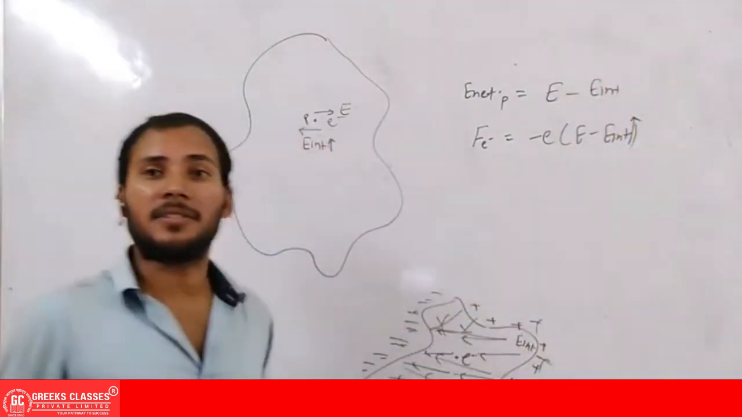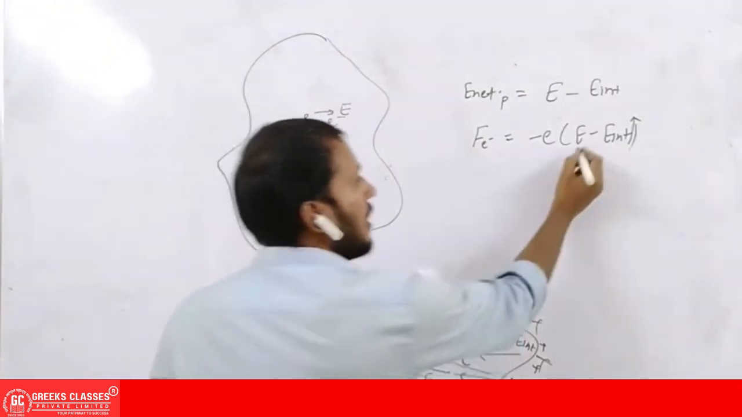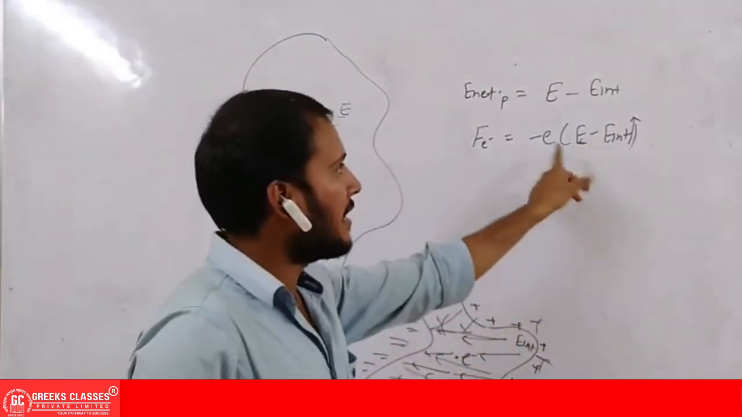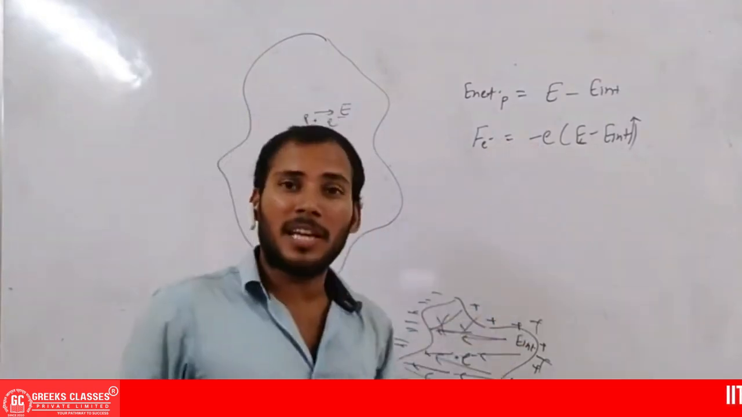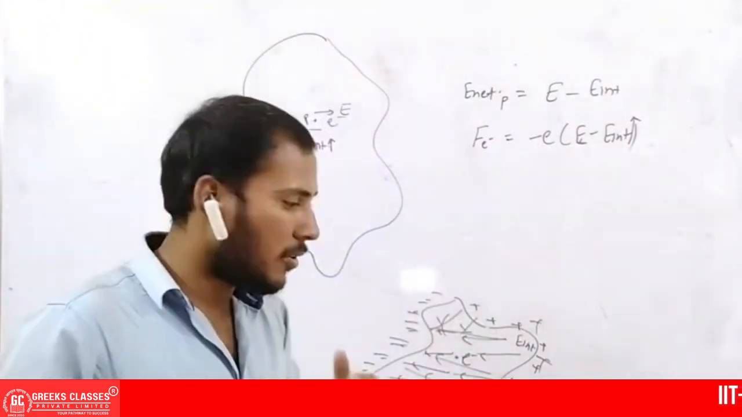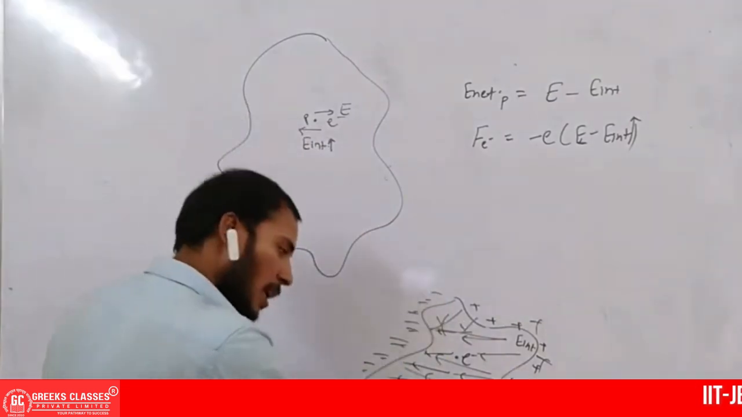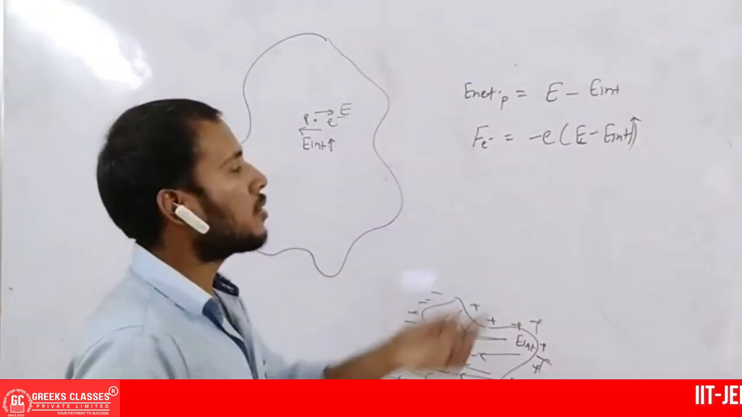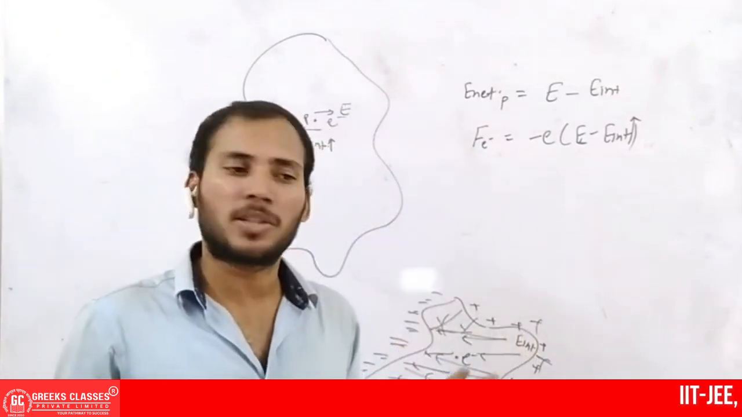There will come a time. Unless there is an electric field, as long as there is a force, the electrons will keep changing their position, and the charge will keep on getting induced. So the E internal value will keep on increasing, and we know there are an infinite number of electrons.